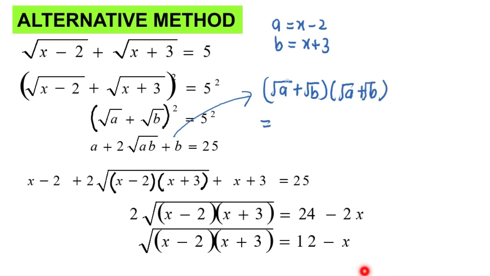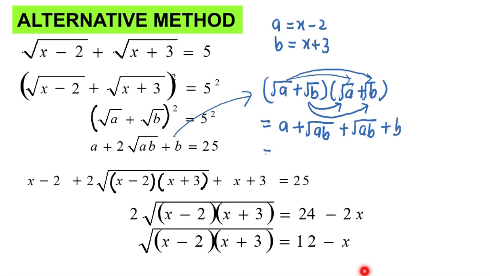Surd A multiply with surd A, you're going to get A. Surd A multiply with surd B, you're going to get surd AB. Surd B multiply with surd A, again plus surd AB. Surd B multiply surd B, you're going to get plus B. So simplifying this, you're going to get A plus 2 surd AB plus B. So this is what we got on the left hand side.